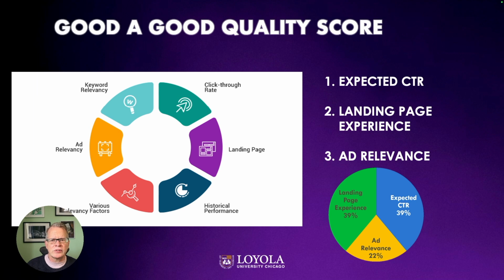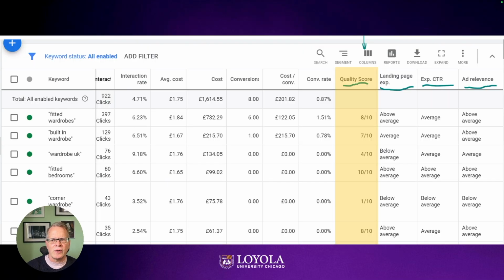It also looks at your landing page experience. Is it a good landing page experience? Are all your attributes in line? And then finally, what's the relevance of the ad? Ad relevance is about a 22% factor in your quality score. So if it's relevant to this particular search intent, or that would come up based upon what you're looking for, then it will reward you handsomely with a good quality score.